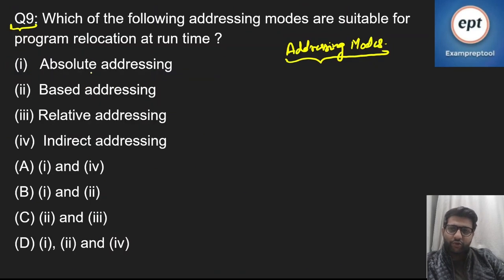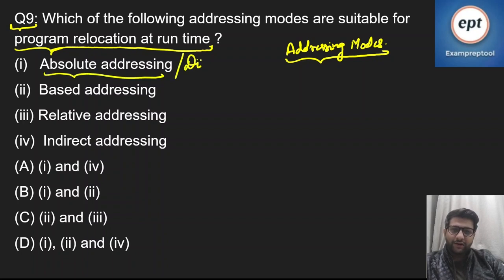Now, question number 9 asks which of the following addressing modes are suitable for program relocation at runtime. Program relocation at runtime. Option 1 is absolute addressing. This is another name for direct addressing.